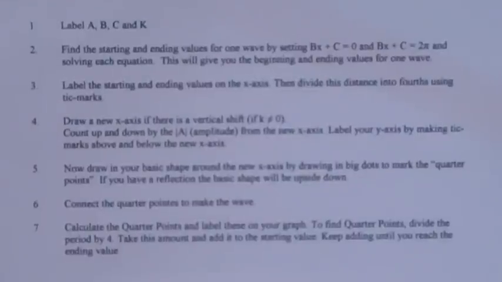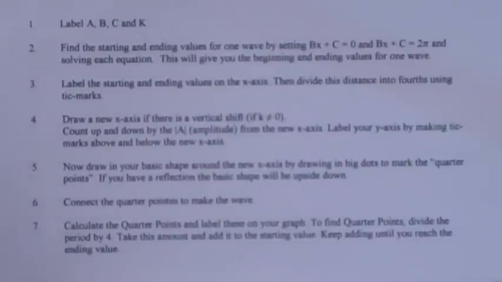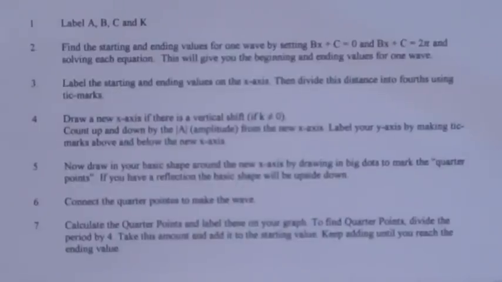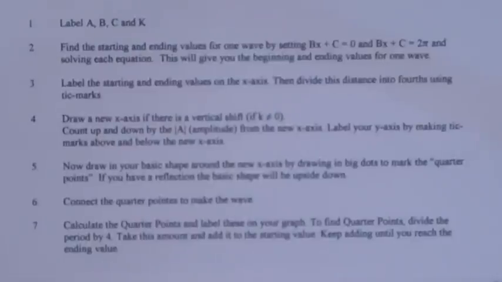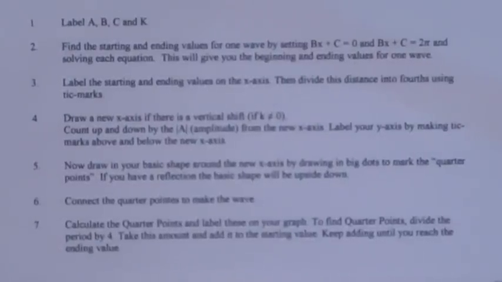So the first step is to recognize or label A, B, C, and K, where A is the amplitude, B is going to affect your period, C will affect your phase shift, and K is going to be your vertical shift. Then you find the starting and ending values for one wave by setting bx plus c equal to 0 and bx plus c equal to 2 pi, and then you solve each equation. This is going to give you your beginning and ending values for one wave on the x-axis.